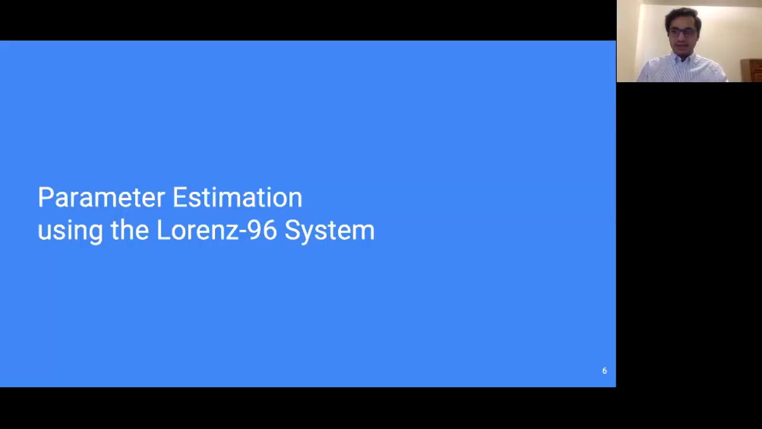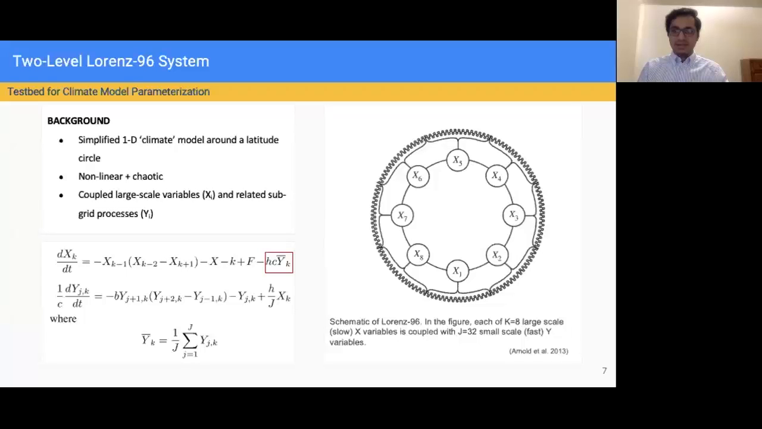Moving on to the case study, we are using the Lorenz 96 nonlinear dynamical system, which is a commonly used testbed for parameterization studies. The system is a simplified one-dimensional model around a latitude circle, which resembles the nonlinear behavior of a climate system. Just like a climate model, it includes large-scale variables which are explicitly resolved. Each large-scale variable is associated with a number of subgrid processes which are coupled using the coupling parameter h, as shown in the red box. The goal is then to learn the parameter h as a function of the large-scale process x.